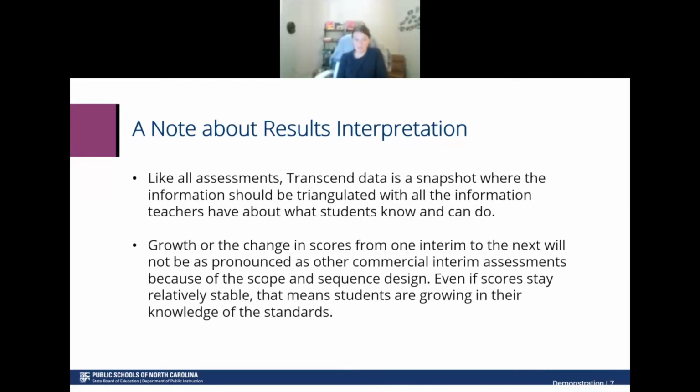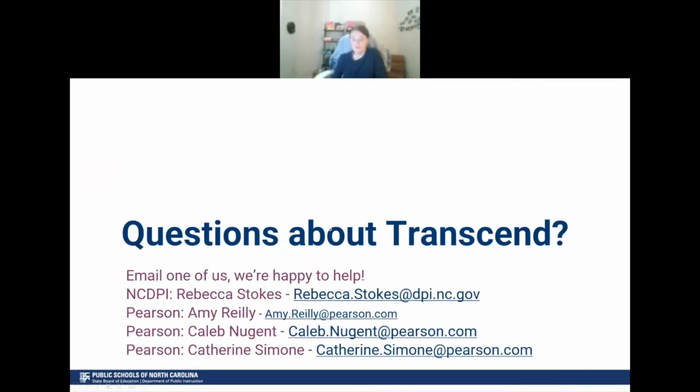Transcend is really actually the opposite. If a student's score stays relatively the same, that actually means that the student is keeping up with the pace of instruction. We will see students progress for sure as they receive more instruction, but it's not going to look as drastic by virtue of the design. And that doesn't mean that the student isn't growing in their learning. I just wanted to share this with you so you have it.